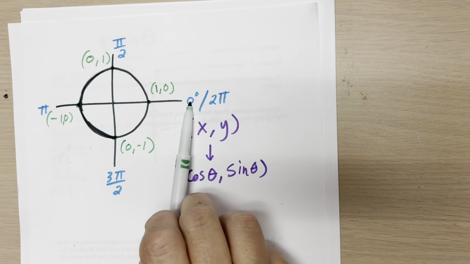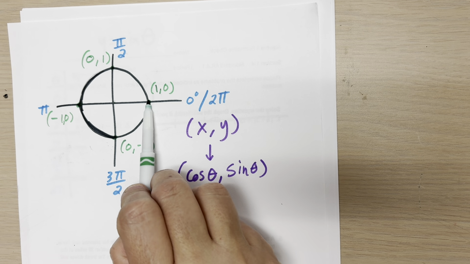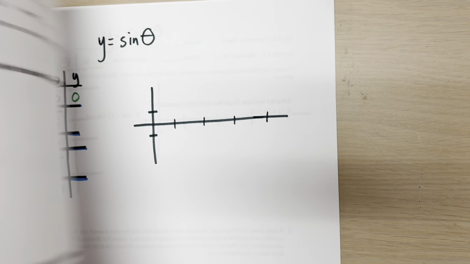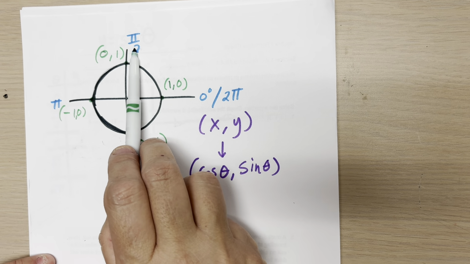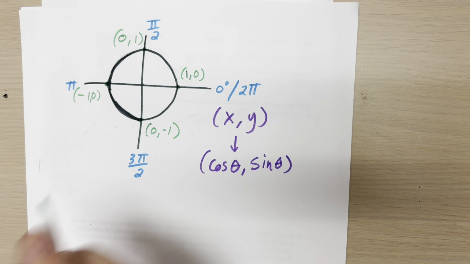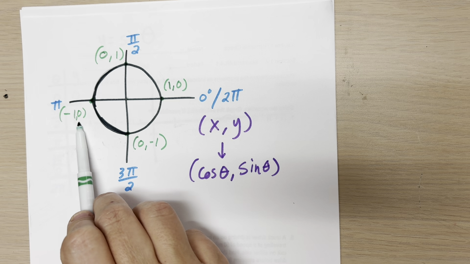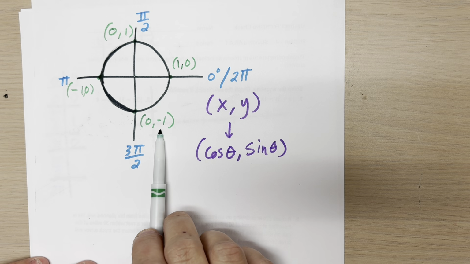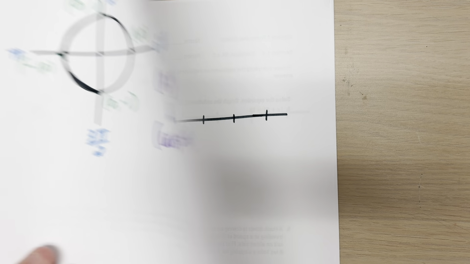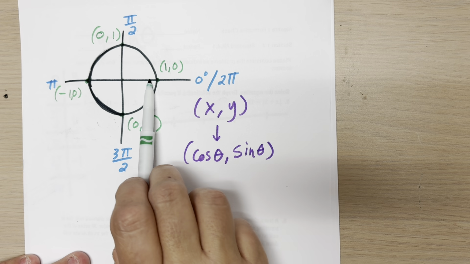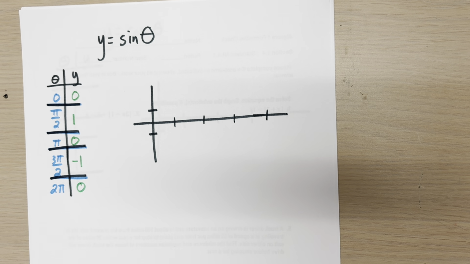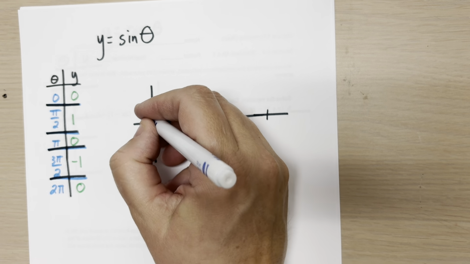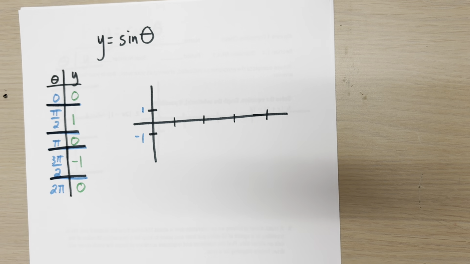If I look at 0 degrees, or just 0 here, 0 radians, my y value is 0. As I go around the circle, when I'm at pi over 2, the y value is 1. Once I make my way over to pi, the y value is 0. Once I go down here to 3 pi over 2, my y value is negative 1. Once I'm back here at 2 pi, my y value is 0. As you can see, there's a pattern that forms with these different values of the function. The maximum y value will be 1. The minimum will be negative 1.